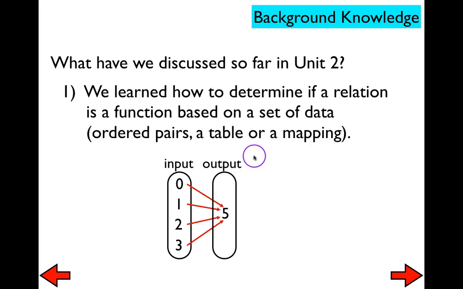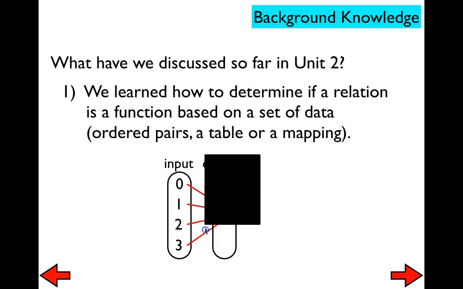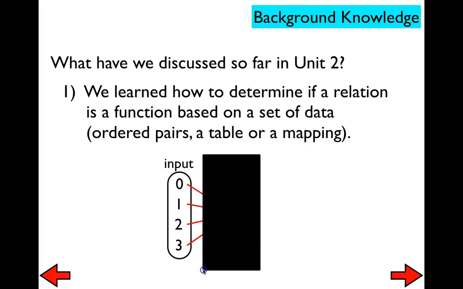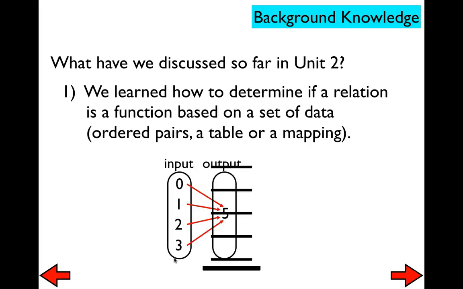So I always suggest my students block off this for a moment and just ask yourself, is there more than one output for 0? Nope. Is there more than one output for 1? Nope. Is there more than one output for 2? No. Is there more than one output for 3? No. So that means every input has a unique output. Therefore, this one is a function.